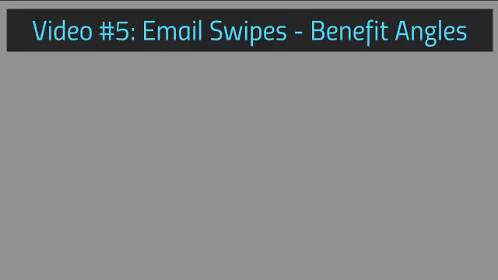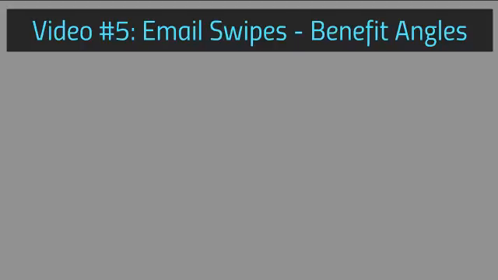Now, what kind of emails can you write in between the welcome email and the closing email? And that's what brings us to benefit angles. With benefit angles, you can have 1, 2, 3, 4, 5 or more different emails in between. The purpose of these emails is to answer the question, what's in it for me? Which is what your viewers are going to be asking.